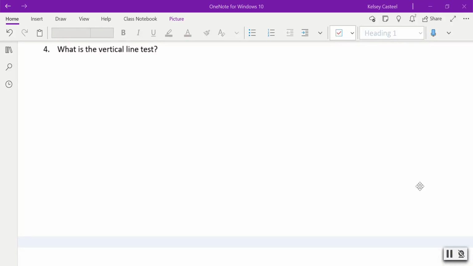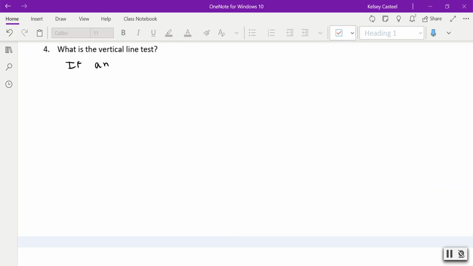What is the vertical line test? The vertical line test is a great tool we have to check if a given graph represents a function or not. The test is very simple.